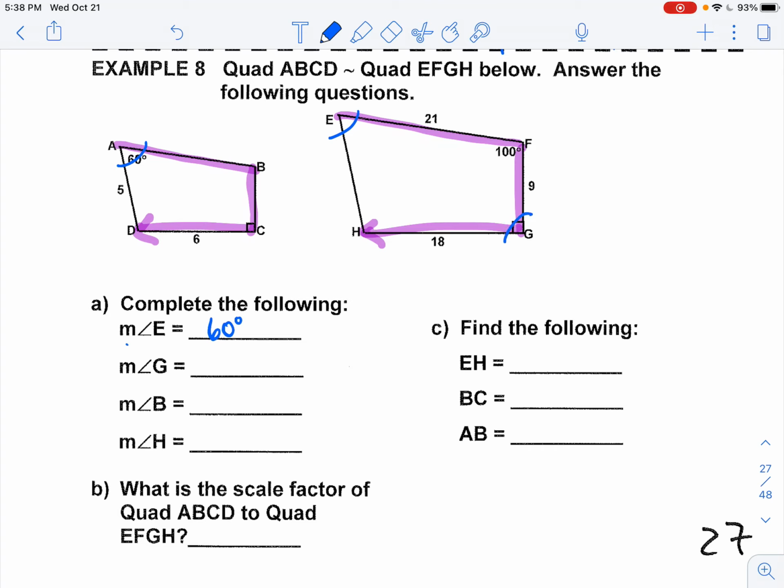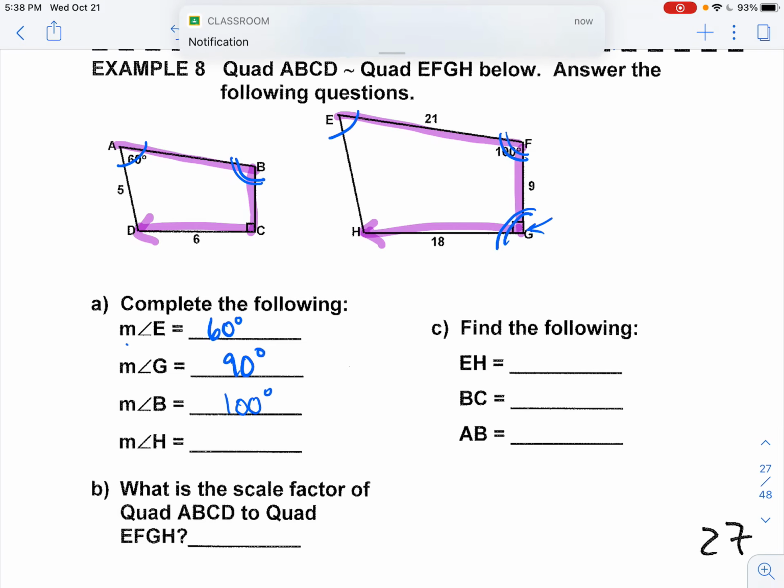The measure of angle G is going to be congruent, well, that's just given, 90 degrees. We don't even have to figure that. Measure of angle B. B is going to be similar to angle F, so that guy's 100 degrees. And the last one, the measure of angle H.